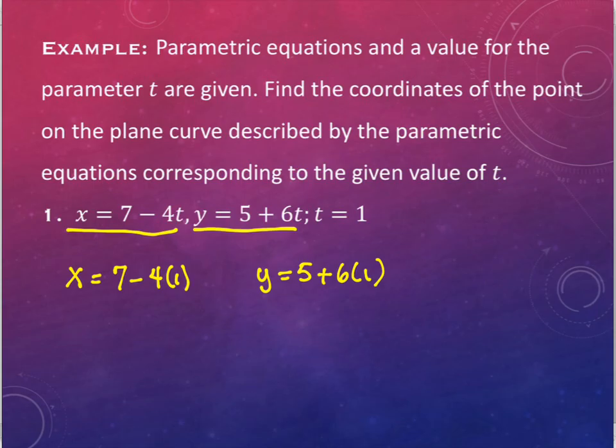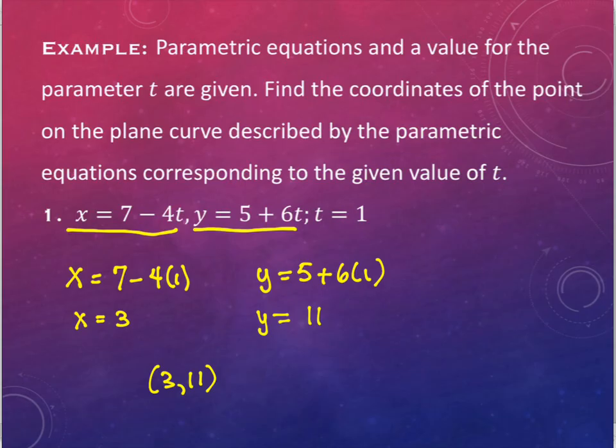All right, so what is 4 times 1? 4, and 7 minus 4 is 3. You got it. Over here, 6 times 1? 6. Plus 5? 11. So the location that this is referencing in an xy coordinate plane is the point (3, 11). Make sense?